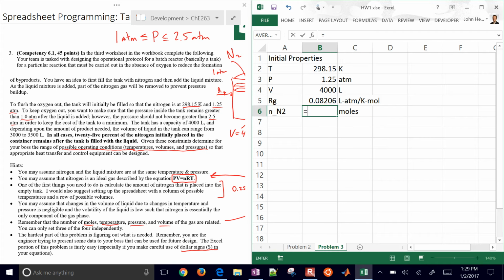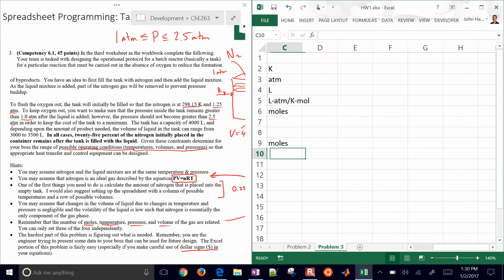All right, let's calculate this now. This is going to be the pressure times the volume divided by the ideal gas constant and divided by the temperature. So that's how many moles I have initially in my tank. And then we're going to purge some of the nitrogen, so just 25% of nitrogen is left over. That's equal to this number times 0.25, and that's the number of moles we're going to have as the batch reactor is operating.